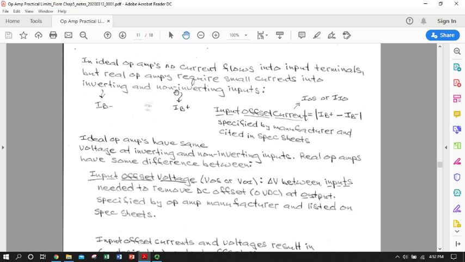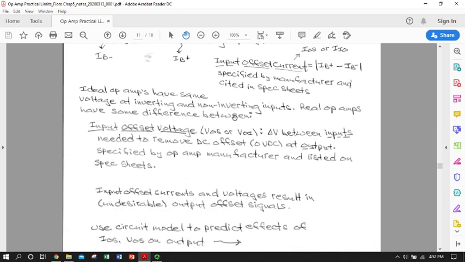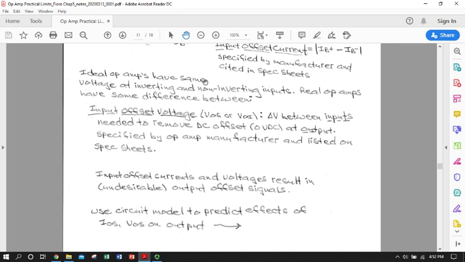You will often get a cited value for IB, and it will usually not distinguish whether it's inverting or non-inverting. It'll just be IB, and it'll usually be much bigger than your IOS. And we'll go through how you use either one in a circuit model, how you deploy either one to figure out what the impact is going to be on your voltage output.